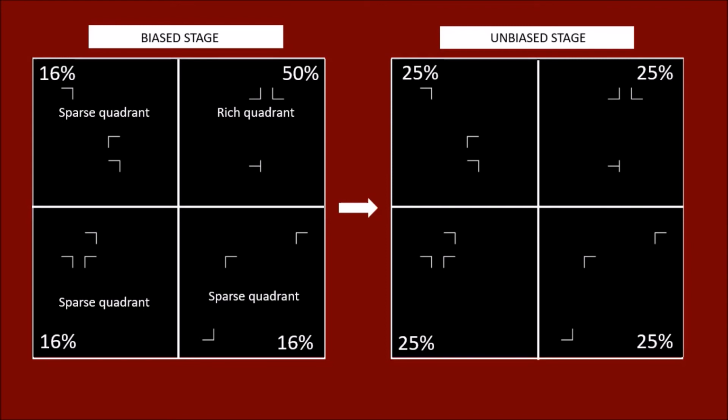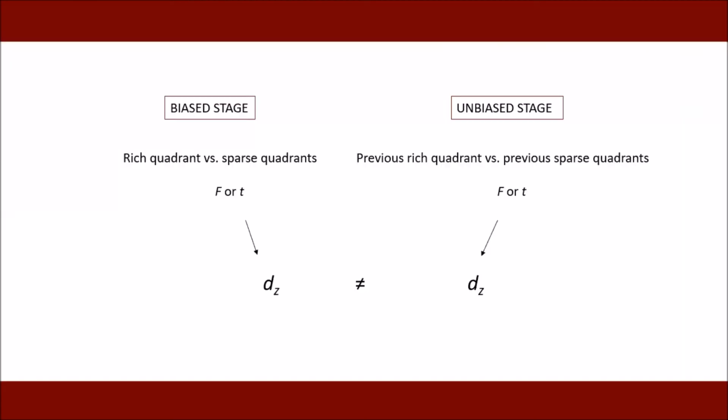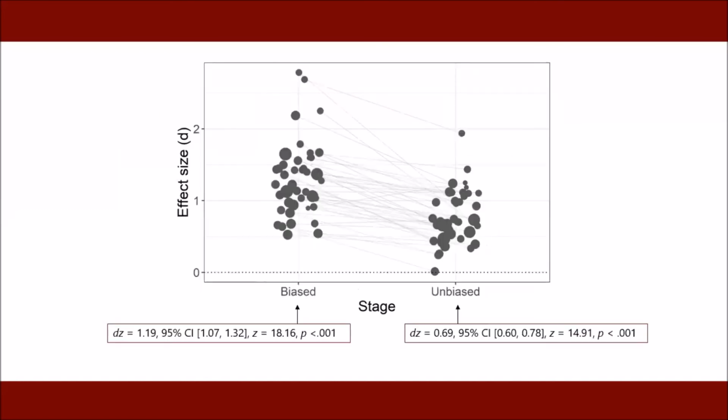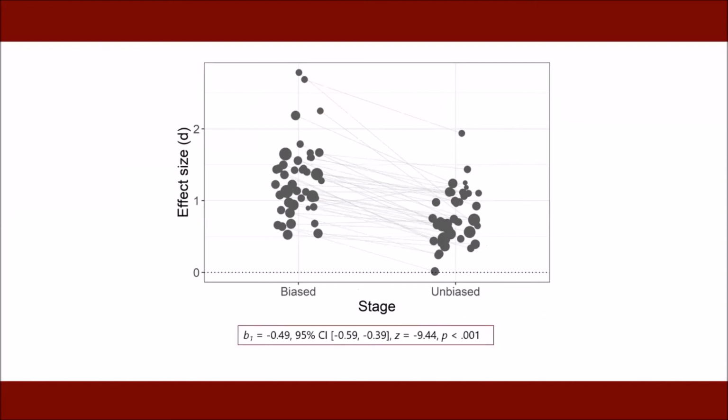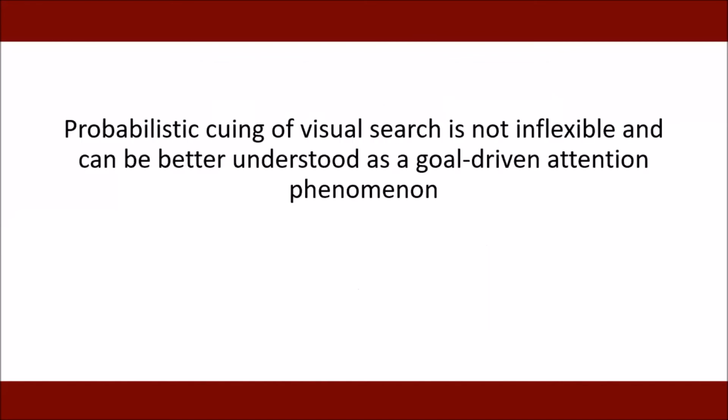However, previous studies may simply have been underpowered to detect this decrease. We suspect that although the bias detected in those studies persisted over the unbiased stage, it probably decreases and may eventually disappear with a sufficiently long unbiased stage. We carried out a meta-analysis to explore whether the mean size of the probabilistic queuing decreases from the biased stage to the unbiased stage. We found meta-analytic evidence that the probabilistic queuing effect is reduced by about half in the unbiased stage compared to the biased stage. This result implies that the probabilistic queuing of visual search is not inflexible and can be better understood as a goal-driven attention phenomenon.